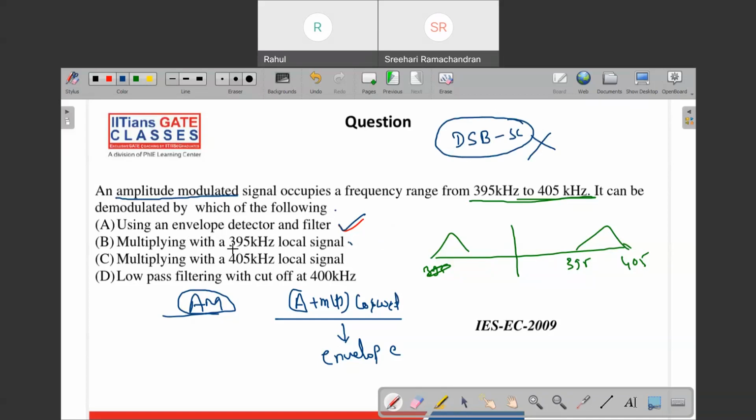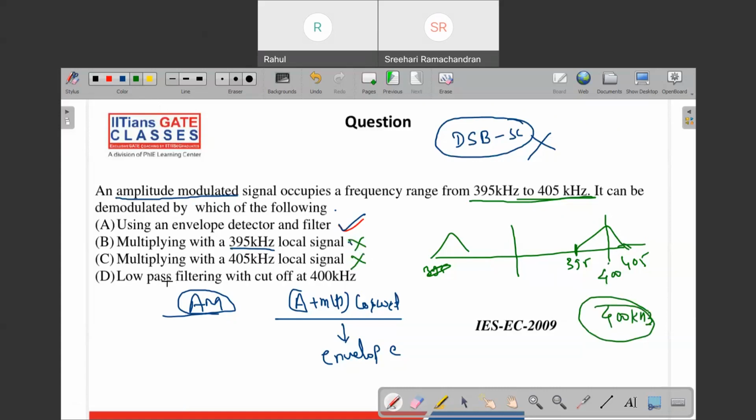Now let's explore the other two options. Multiply it with a 395 kilohertz local signal. If you multiply it with a 395 kilohertz local signal, it will not be able to demodulate properly because here the signal is centered at 400. So if you want to recover it with the help of the DSB-SC demodulation method, you should multiply it with 400 kilohertz, not 395. So that's why this option and this option are wrong.